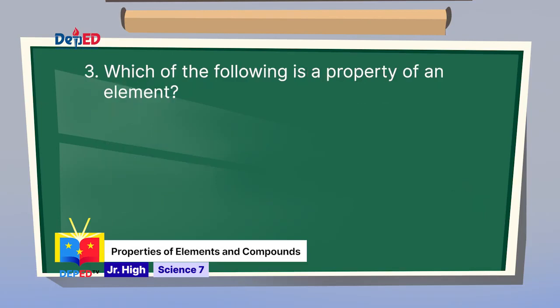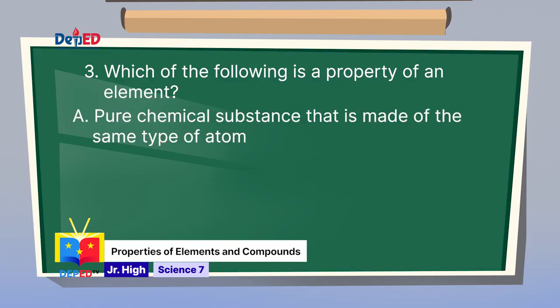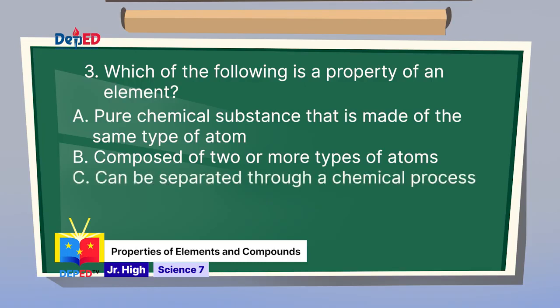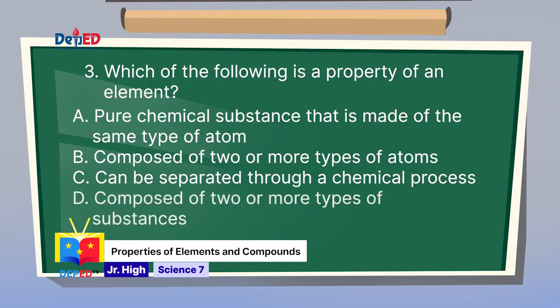Number 3. Which of the following is a property of an element? A. Pure chemical substance that is made of the same type of atom. B. Composed of two or more types of atoms. C. Can be separated through a chemical process. D. Composed of two or more types of substances.